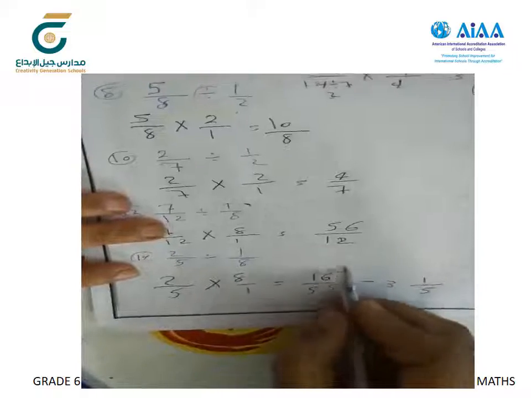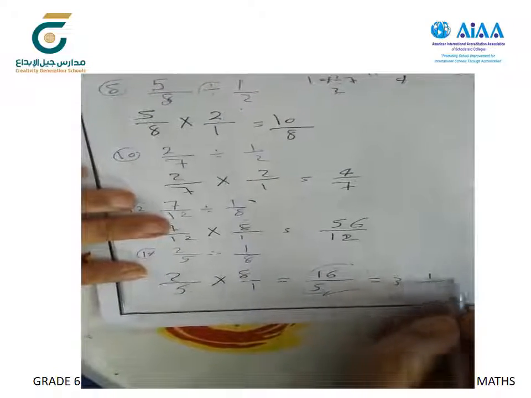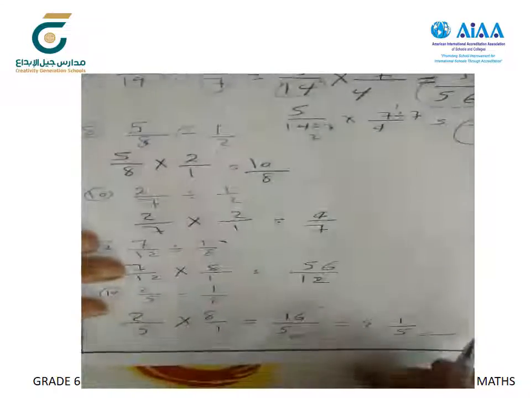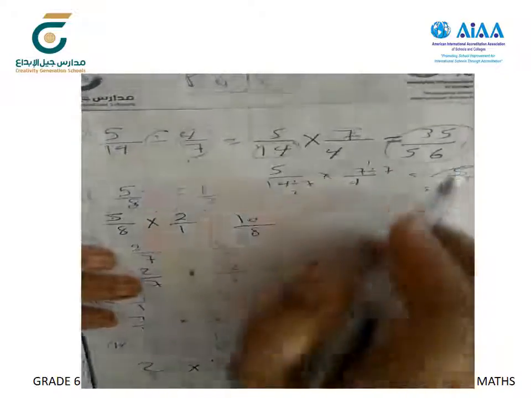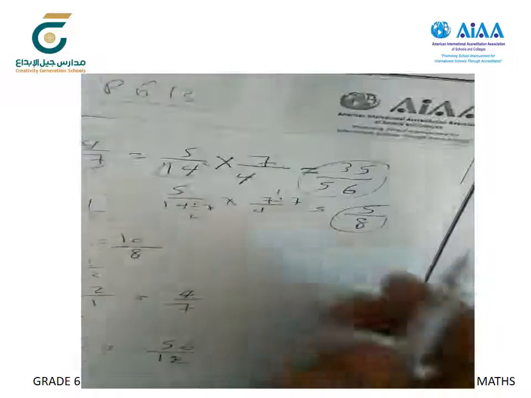If your answer is 16 over 5, okay, it's right. If you write 3 and 1 over 5, okay, that's it. You have a choice to make the answer a fraction or a mixed number. To make a fraction, 35 over 56, or simplify to 5 over 8. The 2 answers are right.